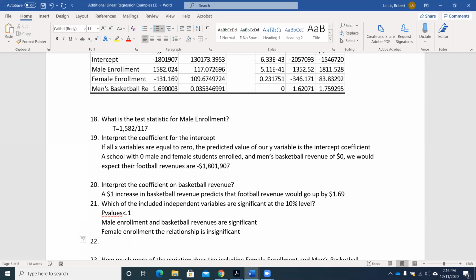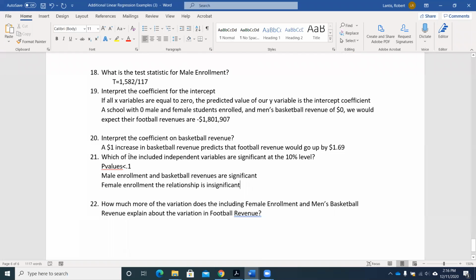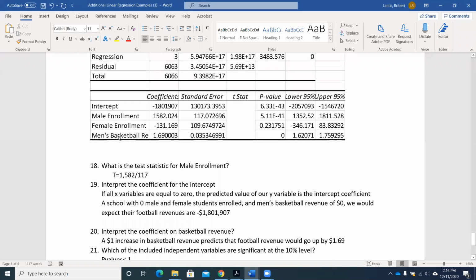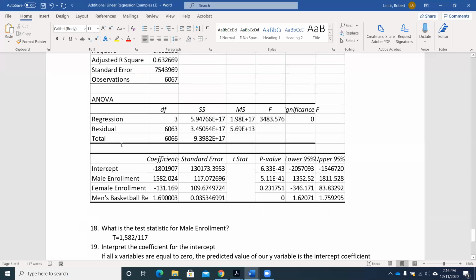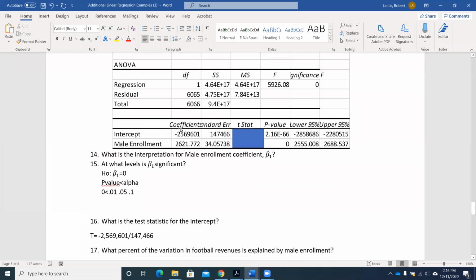What about, if I said, oh, actually, no, sorry, that is the next question. I'll have to add that one. So the next question, how much more of the variation am I explaining by including these two additional control variables, right? So how much more of the variation in football revenue am I explaining by including female enrollment and men's basketball revenue relative to when I didn't, right?